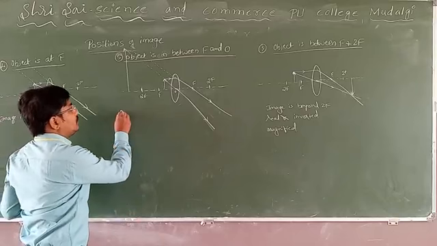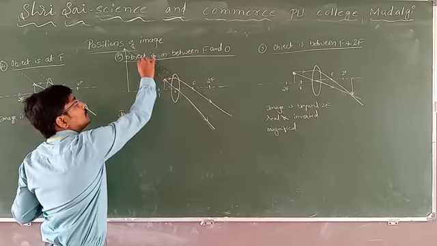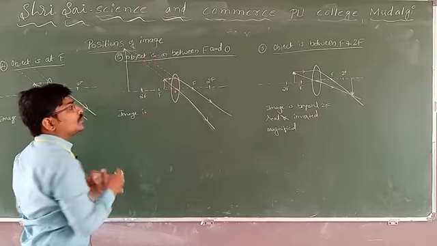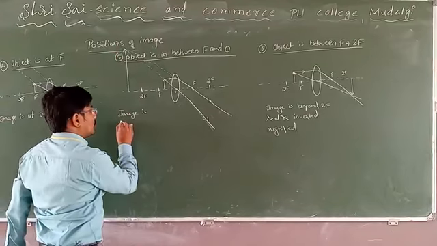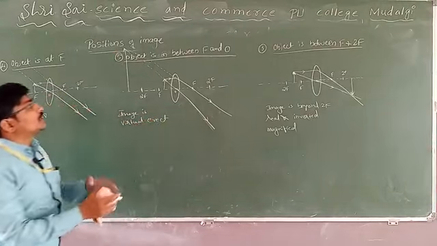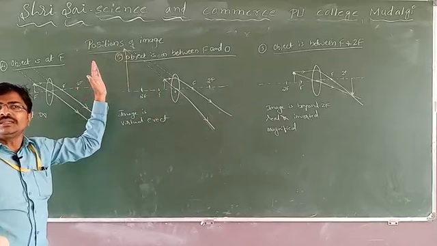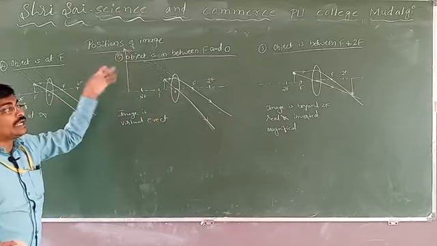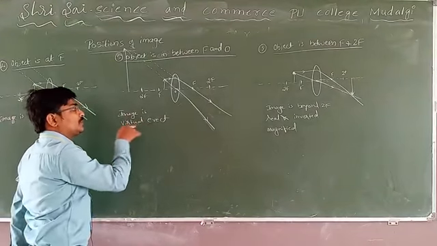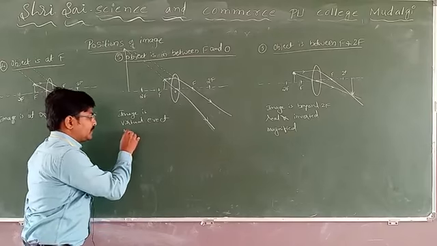Therefore, how is the image? Is the image real or virtual? It is an erect image, a virtual erect image. Virtual it is because it is on the same side of the object. It is a virtual image and it is erect. Always erect images are virtual images. The image is virtual, erect and magnified. Size is magnified.